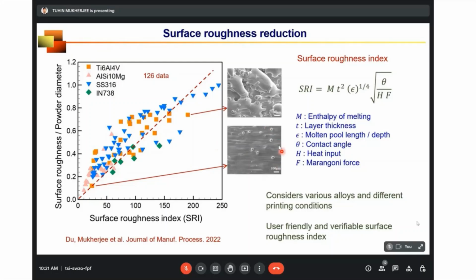So this kind of index can tell you how the surface of the final part would look even before doing the experiment, so that we can actually adjust our parameters, minimize the index, and then take those parameters, go to the shop floor, and print the part in one go, an absolutely magnificent way.